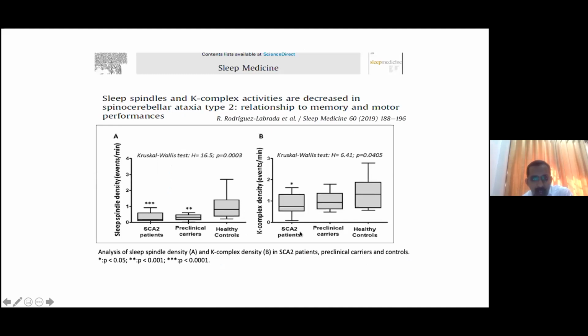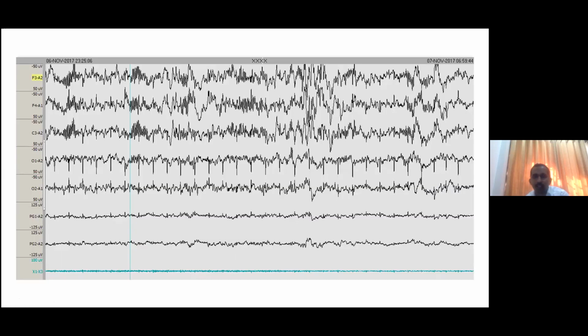After that, other studies also came up showing that in SCA2, even preclinical carriers have decreased sleep spindle density compared to healthy controls. There is also a decreased amount of K complexes in preclinical carriers as well as in patients compared to healthy controls. If you see this nice graph that Dr. Bhushan explained very well, you find nice sleep spindles and a nice K complex.